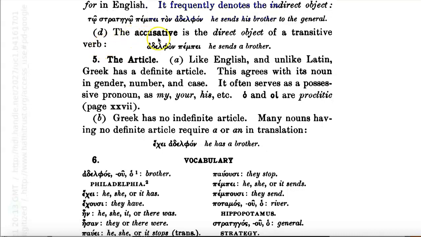D, the accusative is the direct object of a transitive verb. So the fourth main version, accusative, is used as the direct object. So who's being sent here? A brother. A brother is direct object. So we have adelphon, pempi. Adelphon is the brother, is the direct object. Pempi.